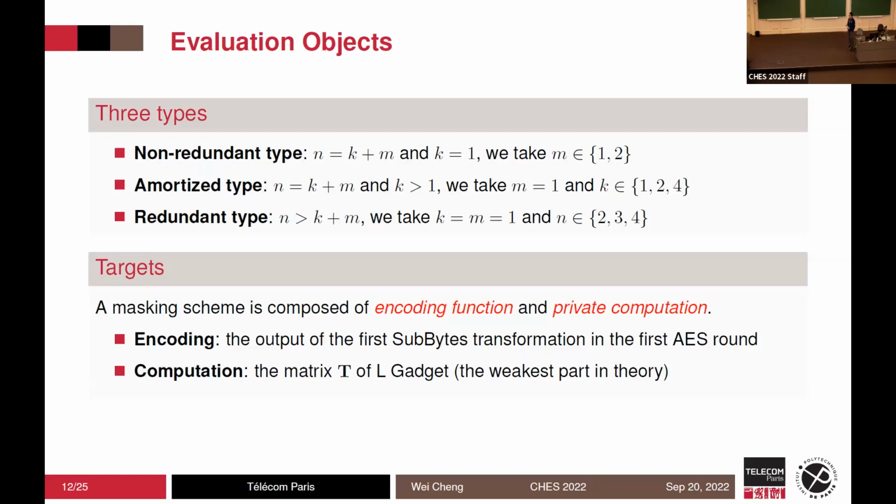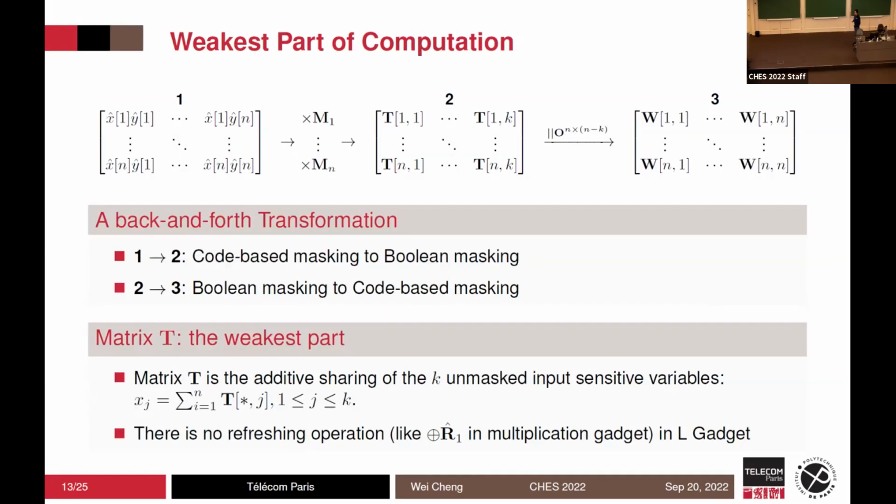And our target is not only the encoding part but also the computation. For the encoding, we consider the S-box in the first AES round, and for the computation part, we target the security bottleneck, which is the matrices T in the L gadget, as we showed before. It's a Boolean sharing.